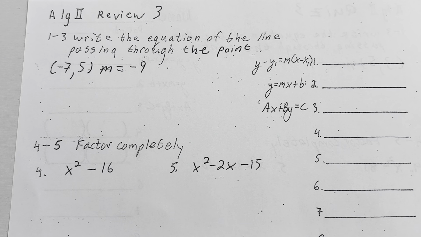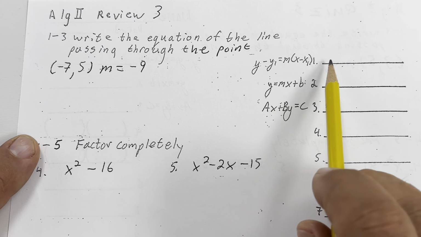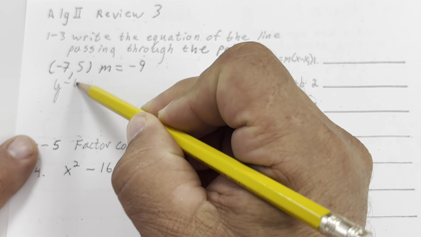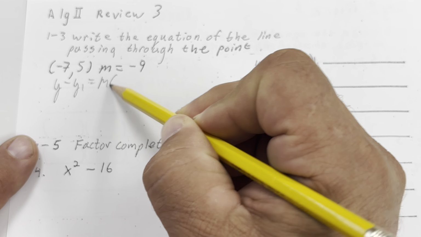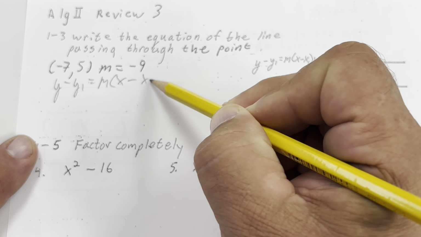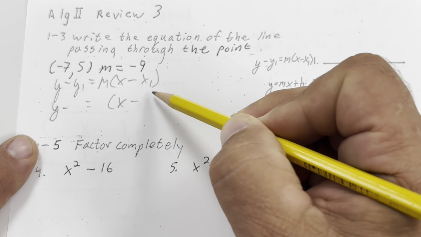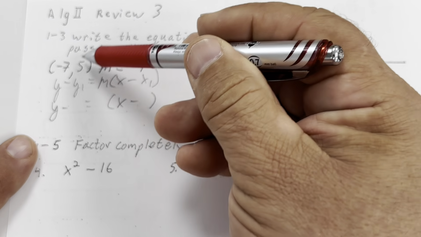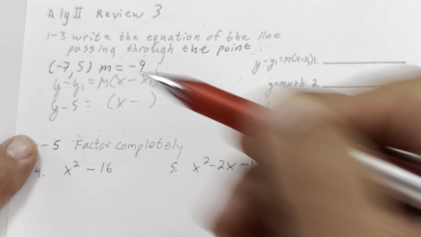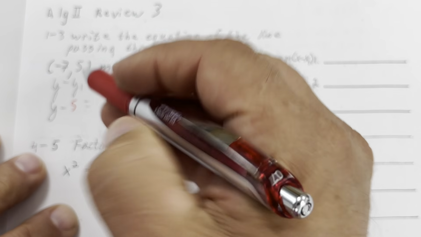Review 3. What we're going to do is write it in point-slope form. So I'm going to do y minus y sub 1 is equal to m times x minus x sub 1. Y minus something is equal to something times x minus something else. We're going to drop down to 5. It's going to give us y minus 5 is equal to the slope of negative 9.